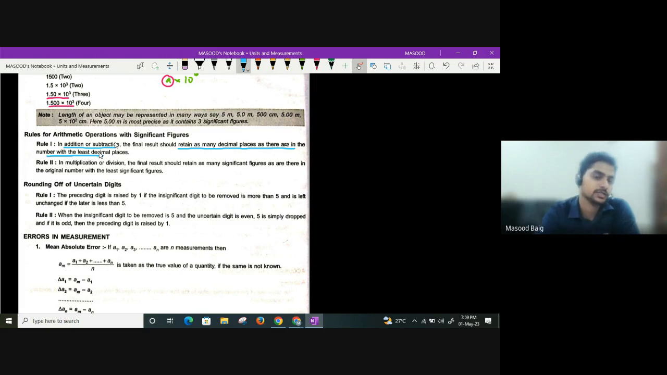Suppose I take two physical quantities, one has two decimal places and the other has three decimal places. We are adding them, or let us say we are subtracting them. So what should we retain in that physical quantity? You should retain two decimal places, guys. Very important case. And always remember, if you are multiplying or dividing, what do you need to retain? Significant figures. How many? As many as there are in the quantity with the least number again.